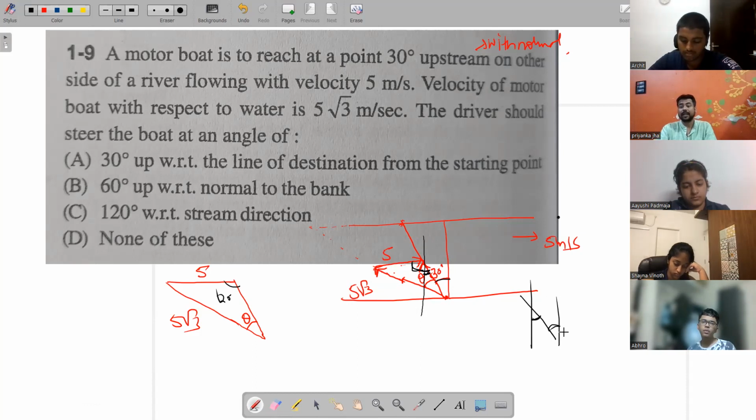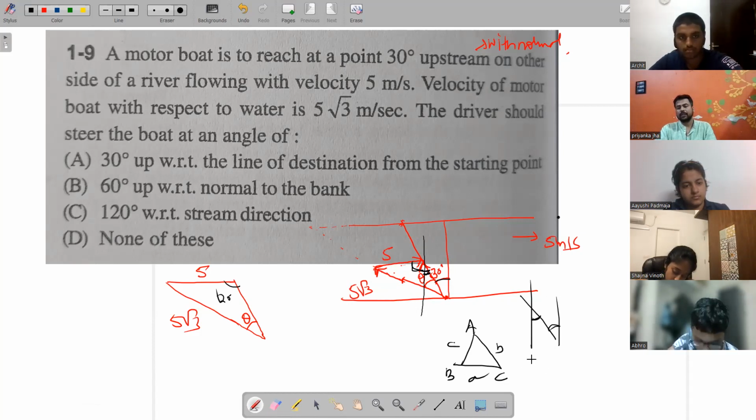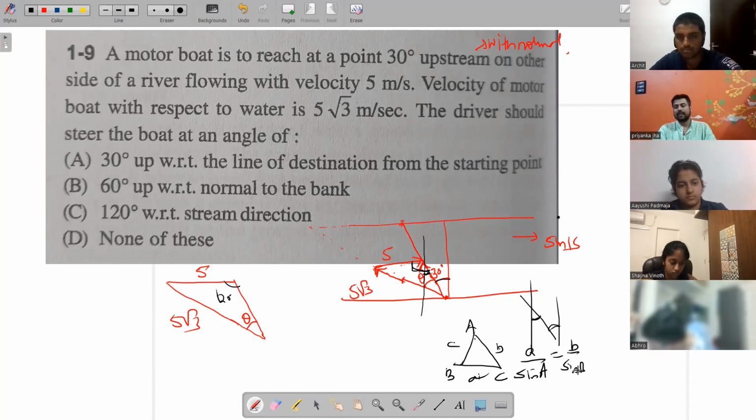How do you apply the sine rule in a triangle? Suppose this is your triangle ABC, with sides a, b and c. We have the sine rule: side length upon sine of the opposite angle. a upon sin A equals b upon sin B equals c upon sin C. I have already taught this in vectors, Lami's theorem. You may not remember, but I have already taught the sine rule, when I was teaching vectors in the introduction. So, side upon sine of the opposite angle.